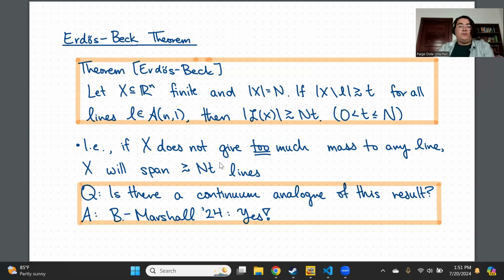In other words, if X does not give too much mass to any particular line, then it'll span NT lines in this particular setup. And so during the UPenn workshop, Caleb Marshall and I, as well as our teammates, noticed that there was this more general version of the Erdos-Beck theorem. And we asked the question, is there a continuum analog of this result too? Right? We have this discrete result from combinatorial geometry, and we want to know if it's going to hold in geometric measure theory. And the result of myself and Caleb Marshall says that, in fact, this is the case. So let's talk about how that works.